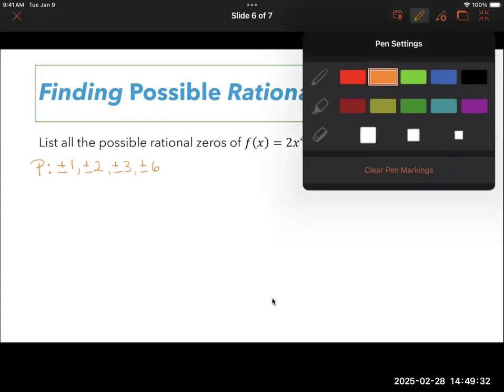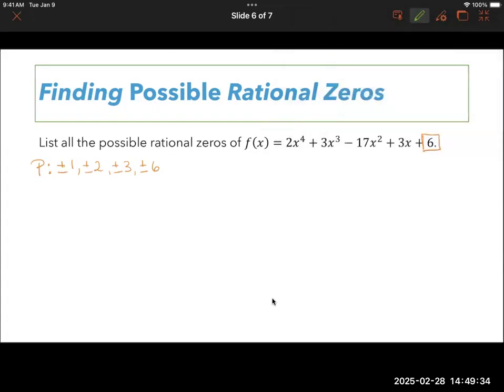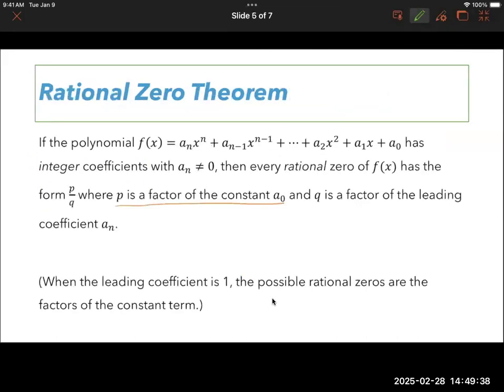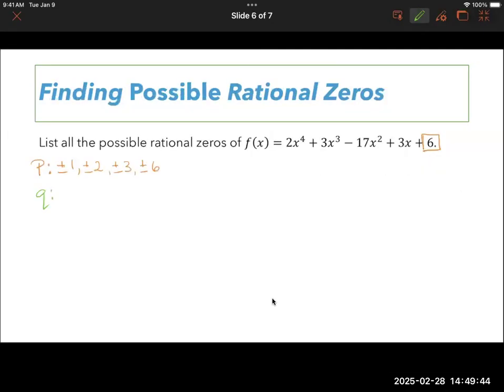We do the same thing with our Q. And remember, the Q needs to be a factor of the leading coefficient. So in this case, my leading coefficient is this 2 right here. And so I will have ±1 and ±2.